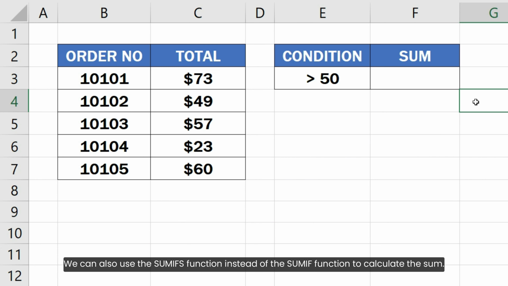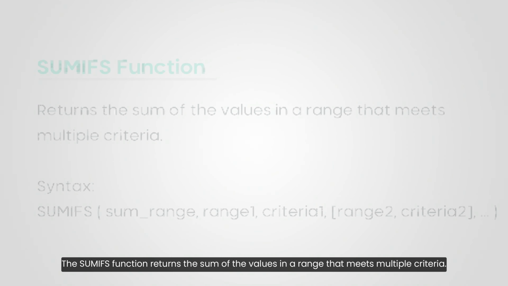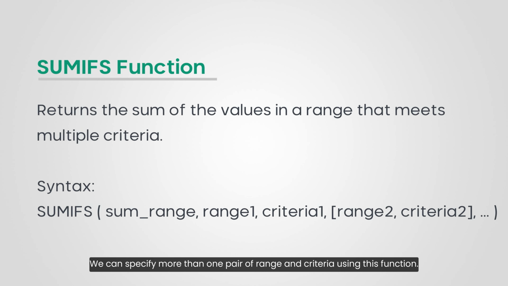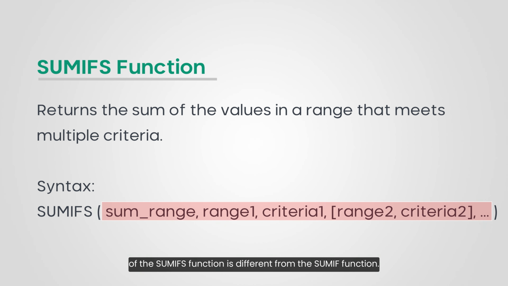We can also use the SUMIFS function instead of the SUMIF function to calculate the sum. The SUMIFS function returns the sum of the values in a range that meets multiple criteria. We can specify more than one pair of range and criteria using this function. Please note that the order of the arguments of the SUMIFS function is different from the SUMIF function.